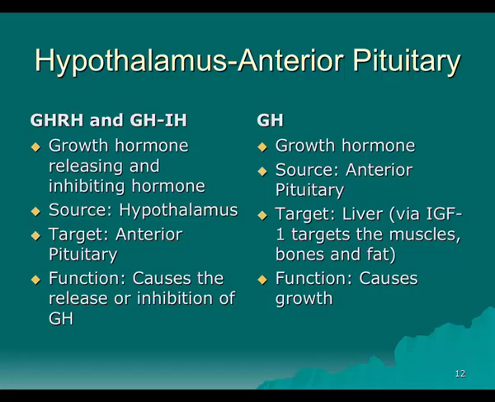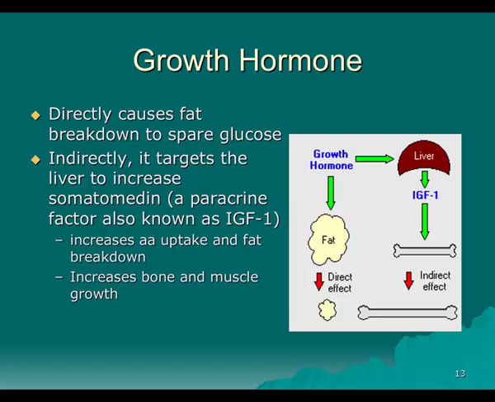Growth hormone releasing hormone, and there's also a growth hormone inhibiting hormone, come out of the hypothalamus and control the release of growth hormone. GHRH will increase growth hormone release, and GHIH will inhibit growth hormone release. Growth hormone from the anterior pituitary generally targets the liver and causes the production of IGF-1, insulin-like growth factor 1, which then tells the muscles, bones, and fat to grow. It also causes gut organs to grow a little bit. We'll talk about that a little bit more on this next slide.